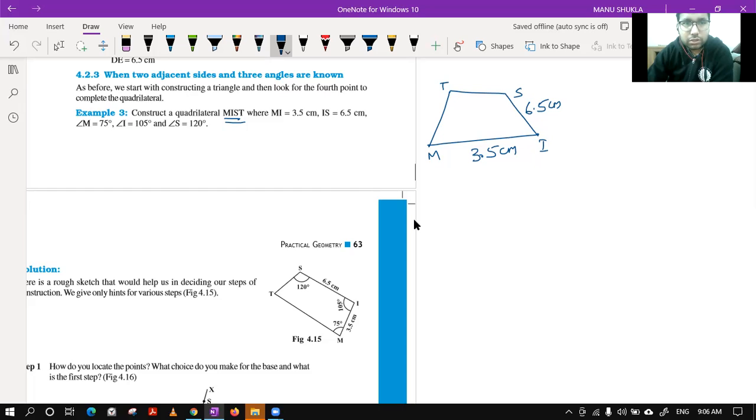Now see. So we have MI equal to 3.5, SI equal to 6.5. Then angle M is 75 degree, angle I is 105 and angle S is 120 degree. These are the things that are given to us, 3 angles and 2 adjacent sides. Now the question arises, can we draw this angle 75 degree? Please tell, can we draw this angle 75 degree easily?